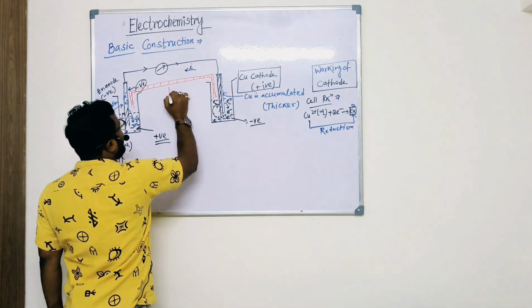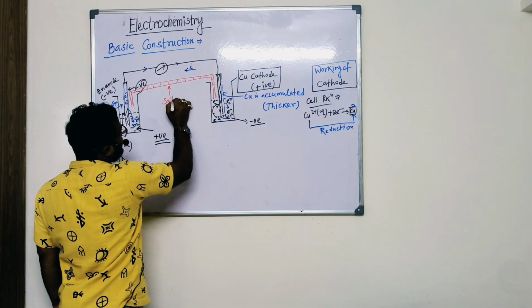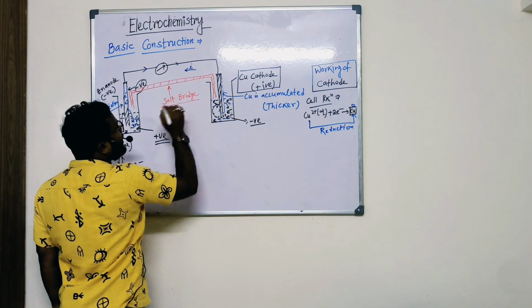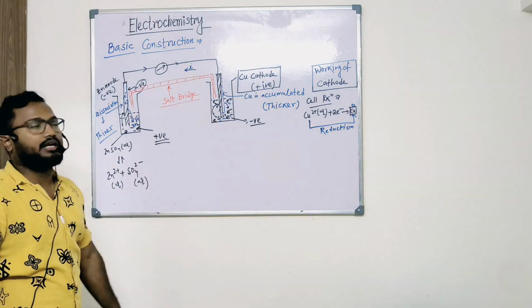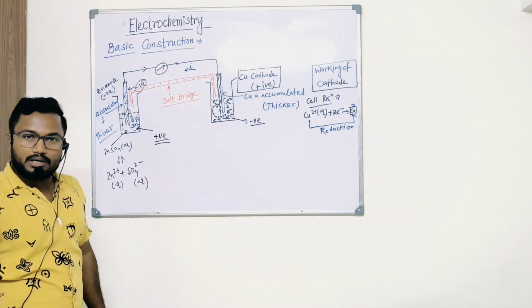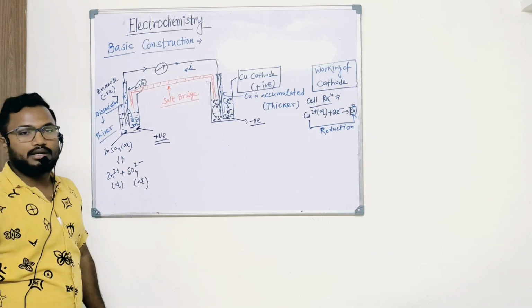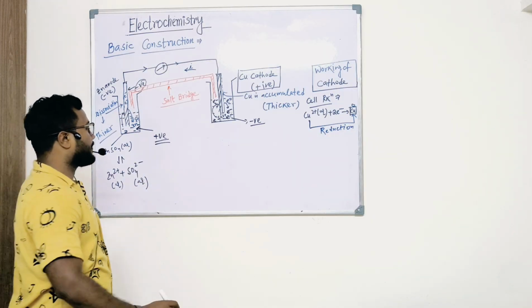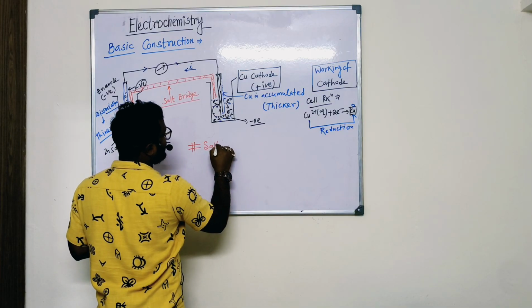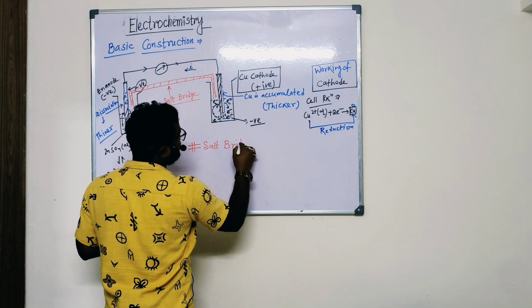So this is known as a salt bridge. To maintain electrical neutrality, a salt bridge is used. So how the salt bridge will work and how it makes the cell work, let's discuss it. So we are going to discuss the salt bridge. What is a salt bridge?